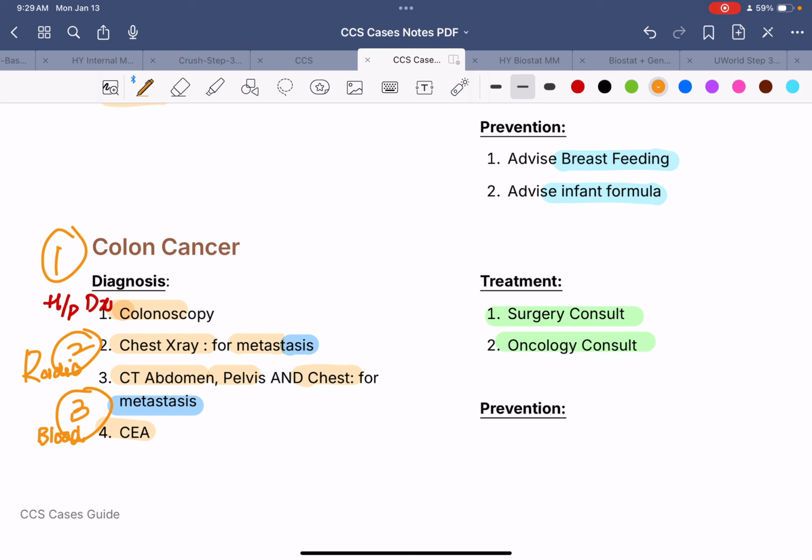So the histopathological diagnosis would be colonoscopy and biopsy. The radiological diagnosis would be chest X-ray for mets, CT abdomen, pelvis, and chest for mets, and the blood tumor marker would be CEA, carcinoembryonic antigen.